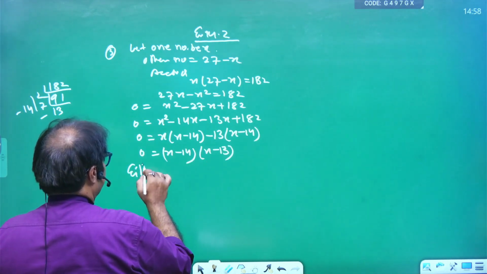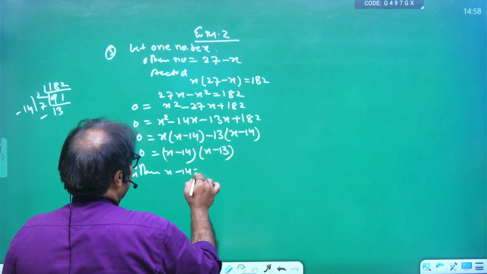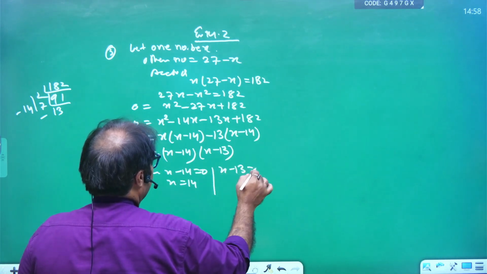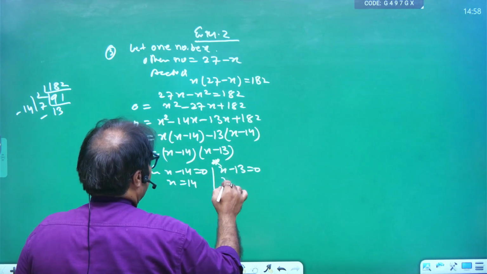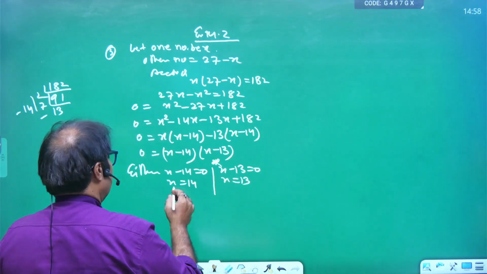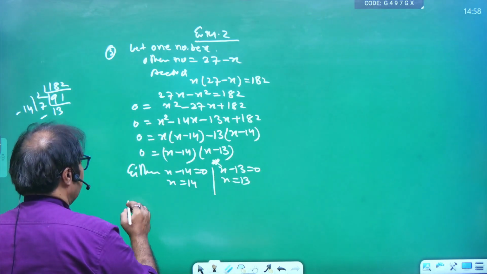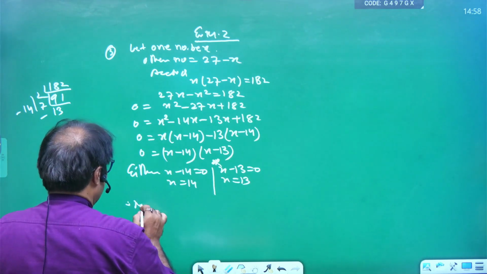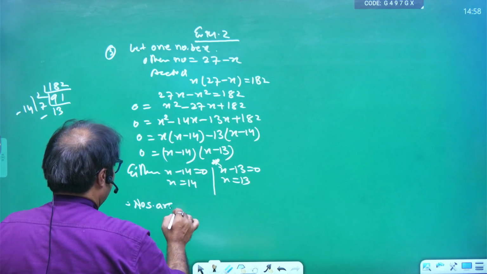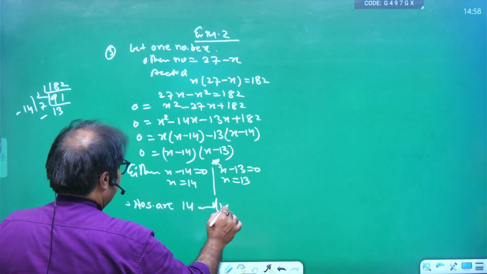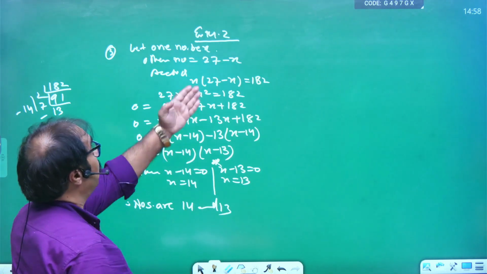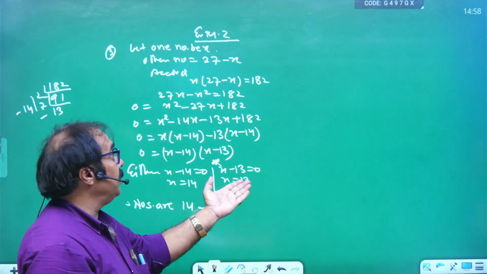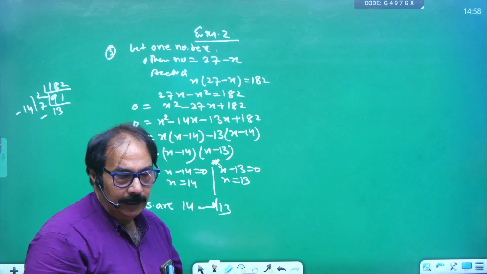So either x minus 14 is equals to 0, so x is equals to 14, and x minus 13 is equals to 0, so x is equals to 13. So if x is equals to 14, then the other number will be 13. Therefore the numbers are 14 and 13, because if x is 14, then the other number is 27 minus 14, 13. If one number is 13, then the other number is 14.